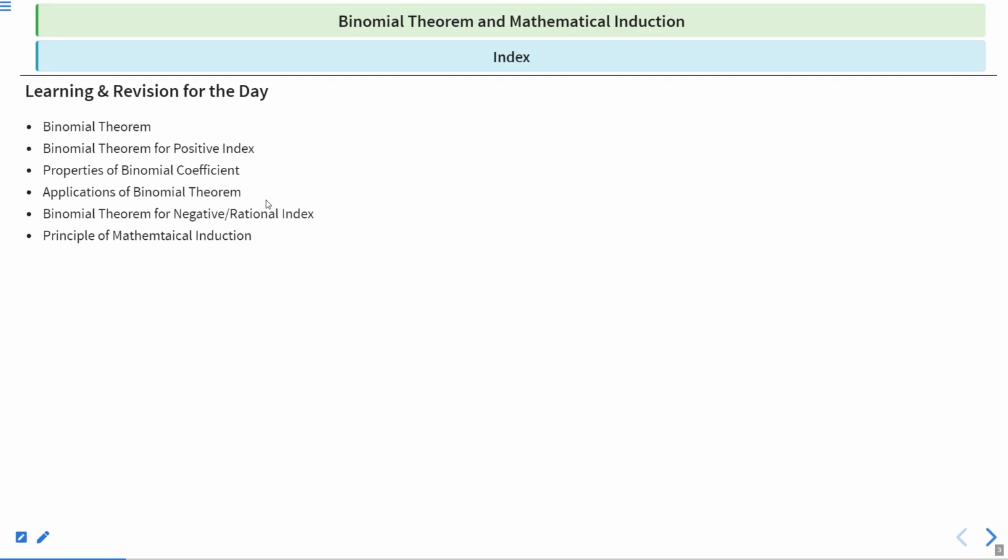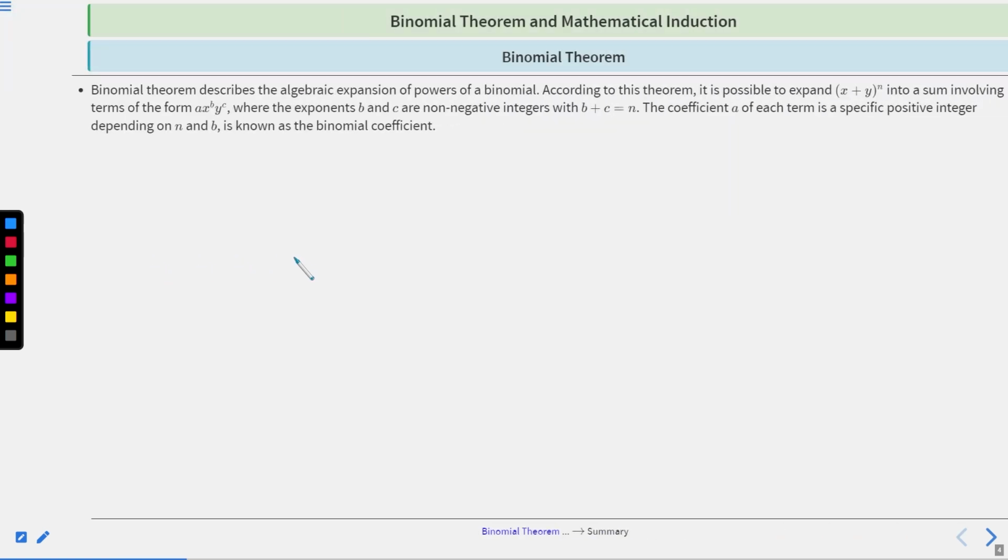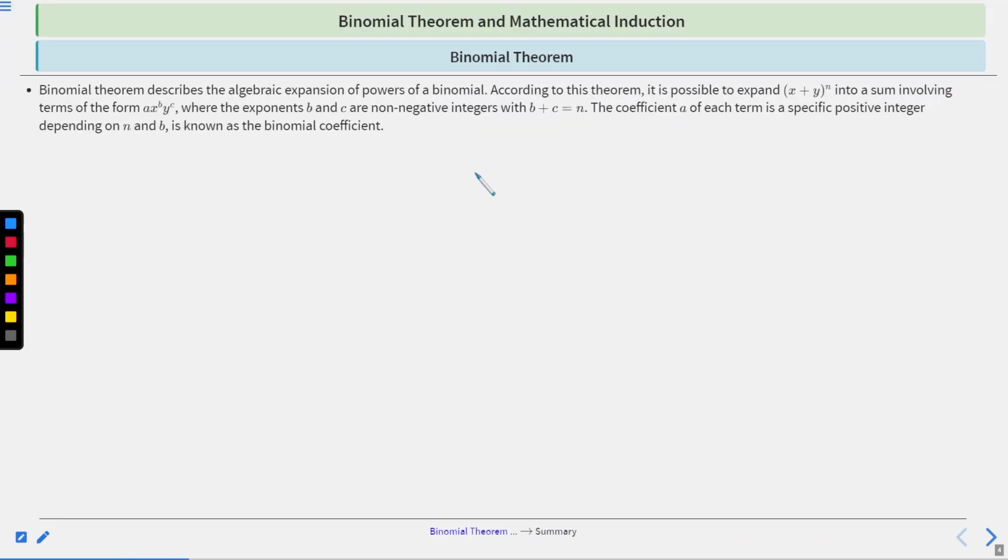So the contents of this lecture are: binomial theorem. First we will discuss binomial theorem. After that, we will go for binomial theorem for positive index, properties of binomial coefficients, applications of binomial theorem for negative or rational index, and in the last, we will discuss the principle of mathematical induction. Let's start with the binomial theorem.